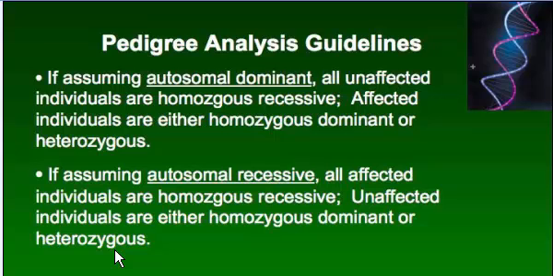Now, using the same line of thinking as the previous statement, if we have 2 unaffected individuals that produce an affected child, and we're assuming autosomal recessive, then both of those parents would have to be heterozygous, because that's the only way you could produce a child that would be homozygous recessive. So when you're starting to analyze a pedigree and you're trying out autosomal dominant and autosomal recessive, these are statements that you want to keep in mind as to where do I start with the analysis of this pedigree.